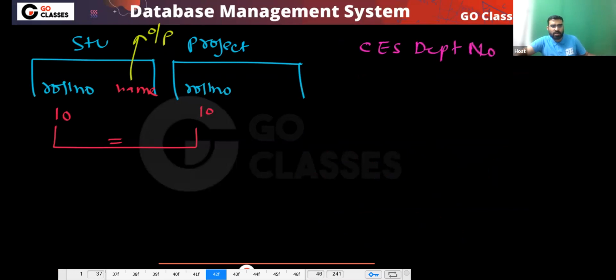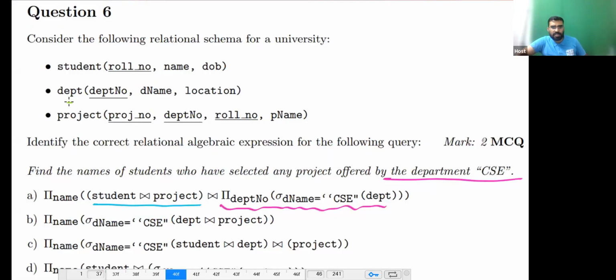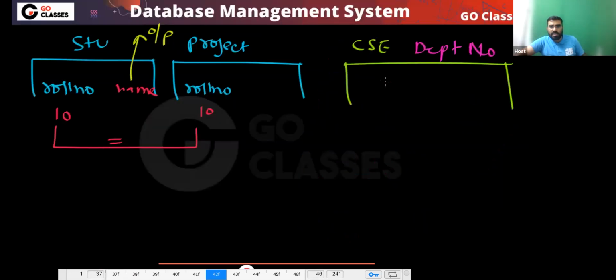CSE department number. This is what you have selected from the department table. From this department table, you have selected the number of the CSE department. So ultimately you got the CSE department number. Let's assume that department number is C100. Now tell me, in this situation, what are you doing after this?